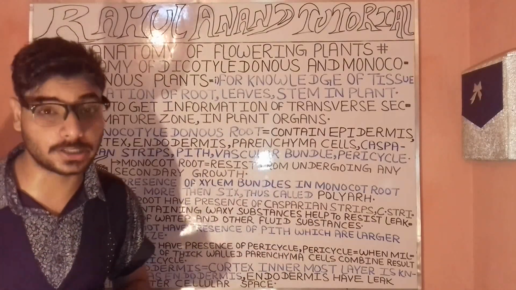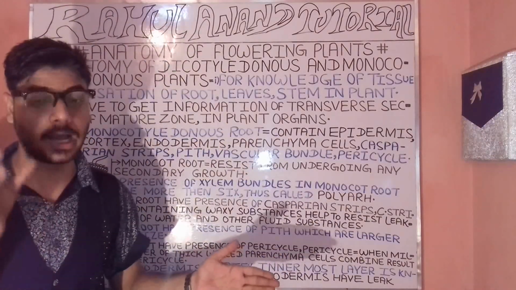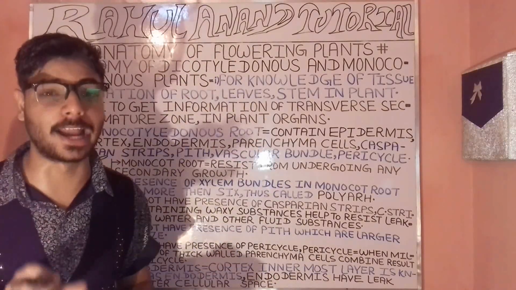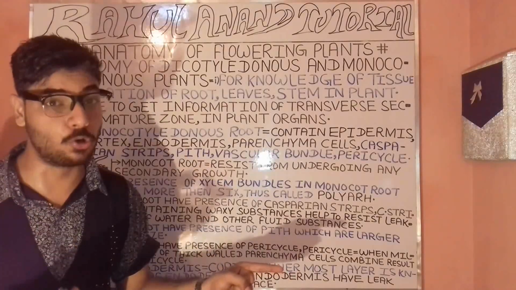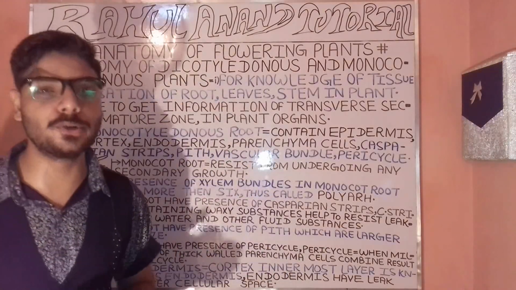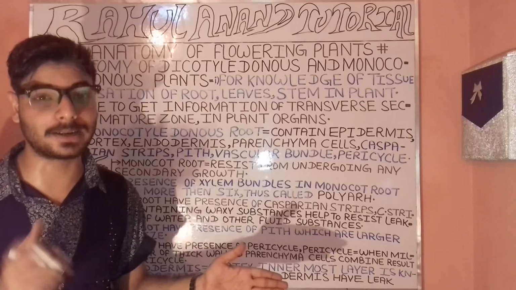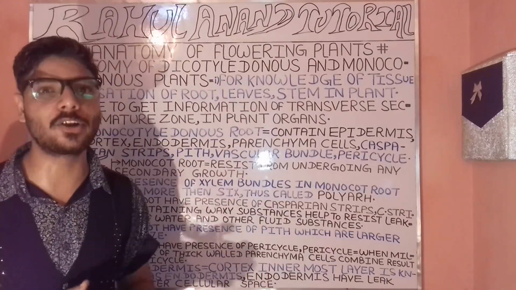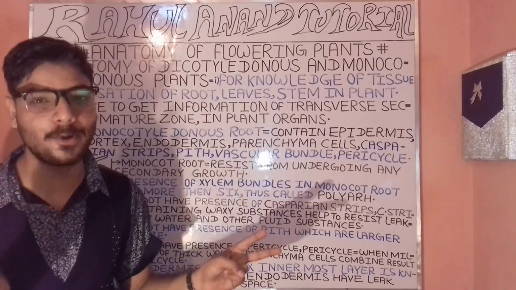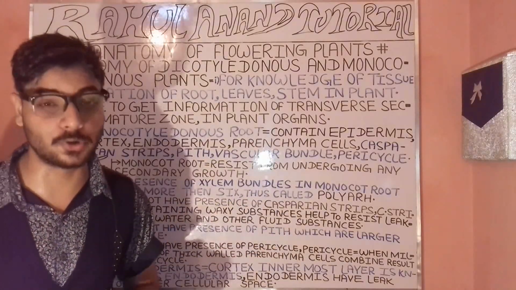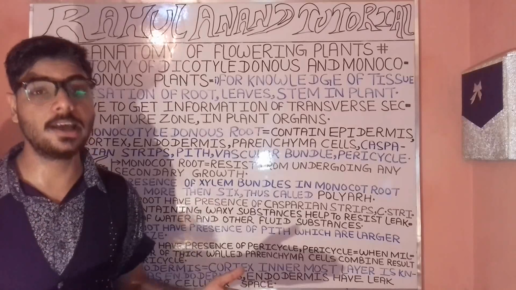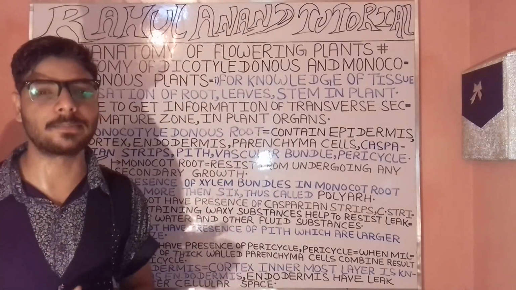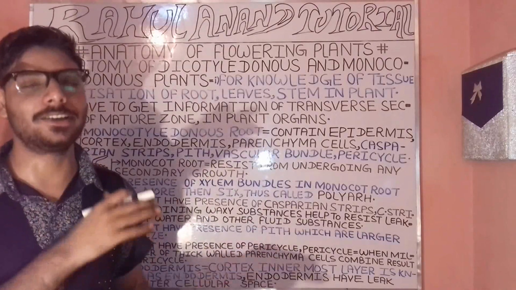When these hair-like projections are present in the root region, they are known as root hairs. What is their role? Remember, the root hair plays an important role in absorbing the minerals as well as the nutrients, and also the water. So you are very clear about the minerals and the nutrients.